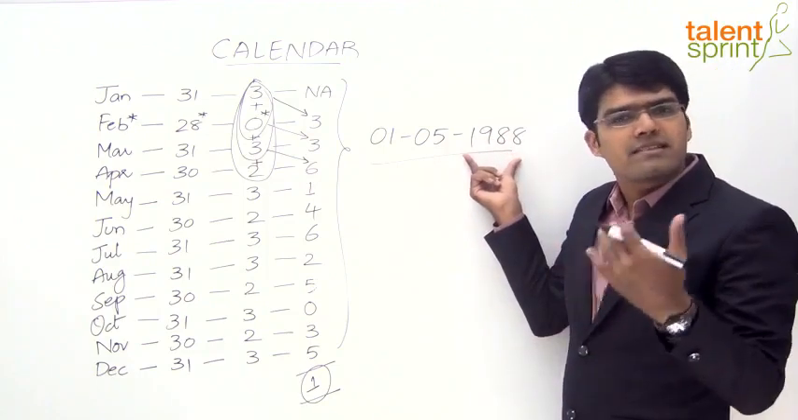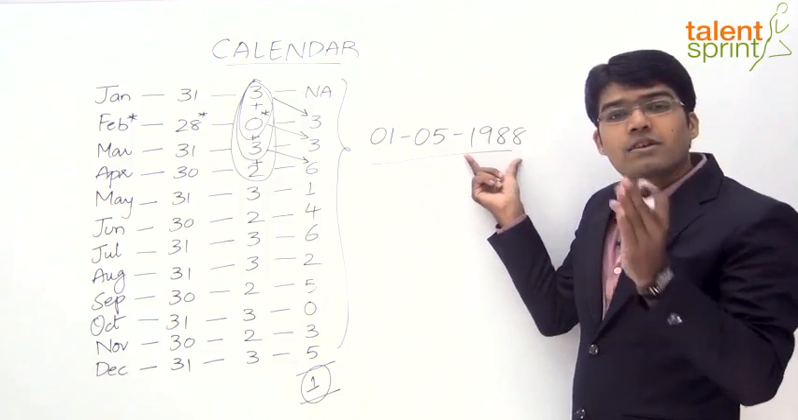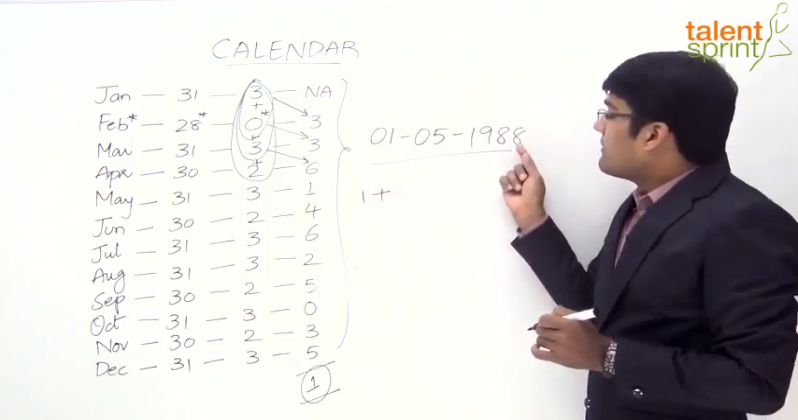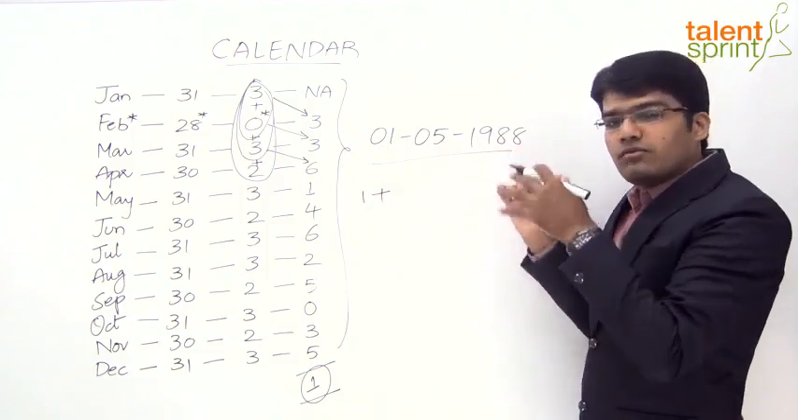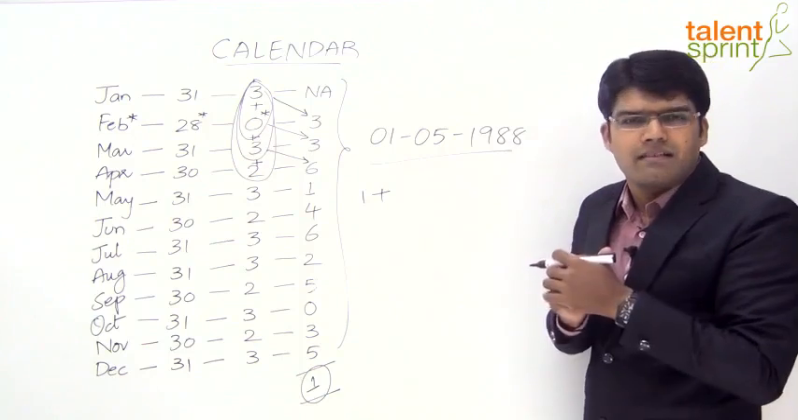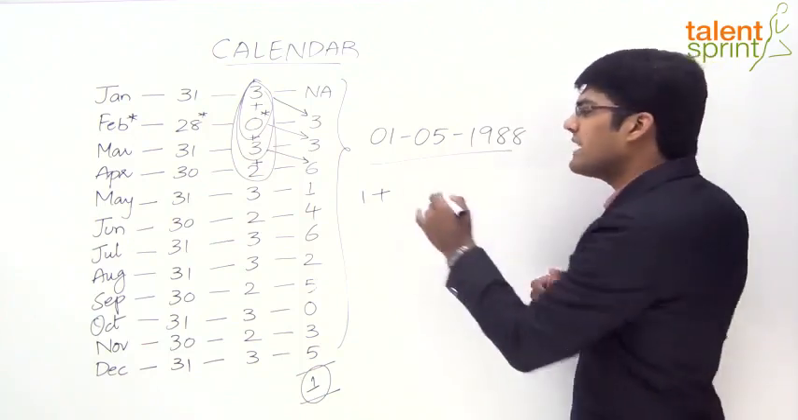1988 up to 1600 years, 0 odd days. Then 1601 to 1900, 1 odd day plus. Now we are in the 88th year. So forget about the 88th year. First calculate from 1901 to 1987. 1901 to 1987, we have got 87 years.